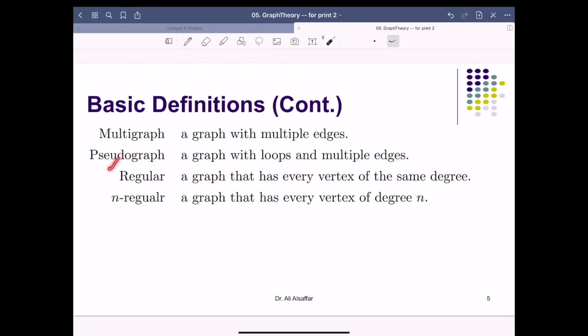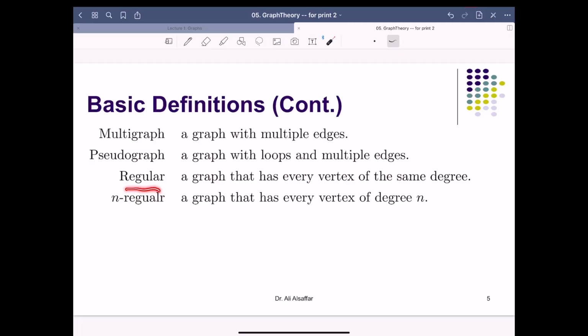Now pseudograph. This word pseudo reminds you of pseudocode in programming. Pseudo means not real. So a pseudograph is a graph with loops and multiple edges, but it doesn't mean that it must have loops and multiple edges. No, if a graph does not have loops and does not have multiple edges, it is still a pseudograph. Here what we want to say is that it is allowed for this graph to have loops and multiple edges.